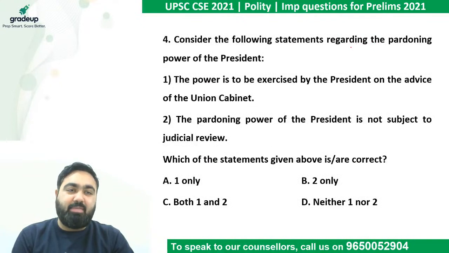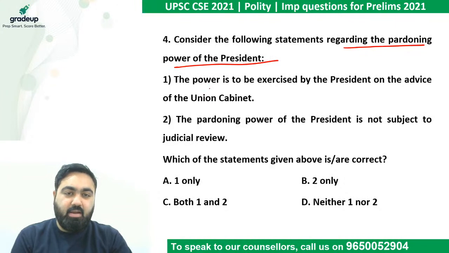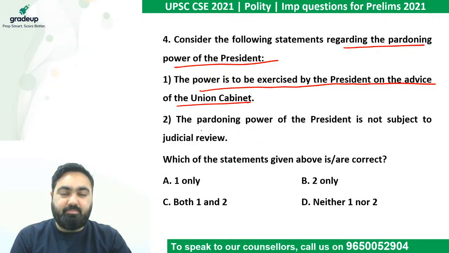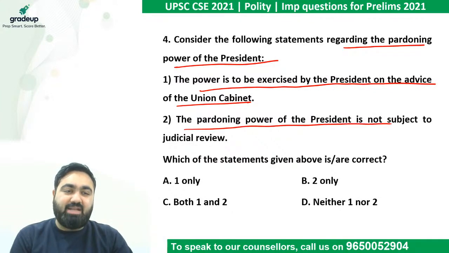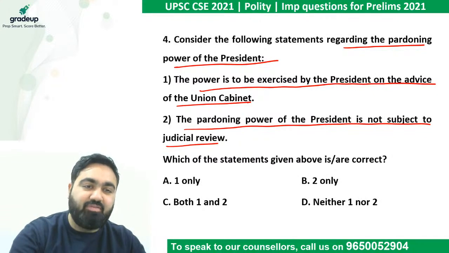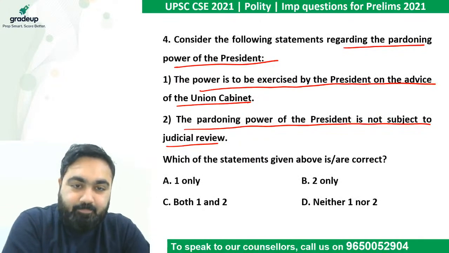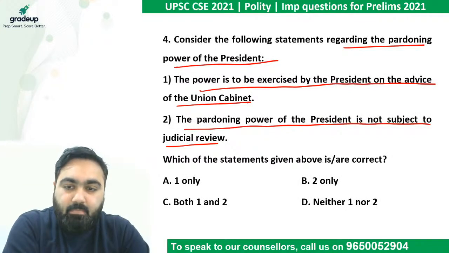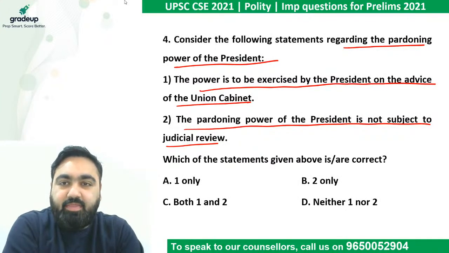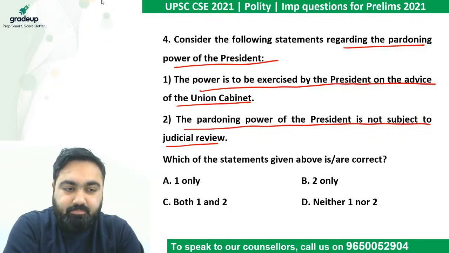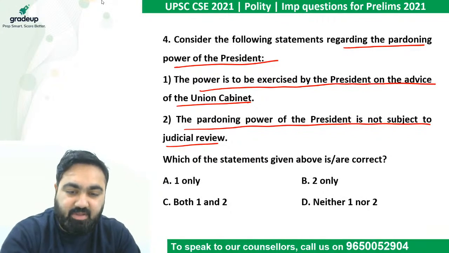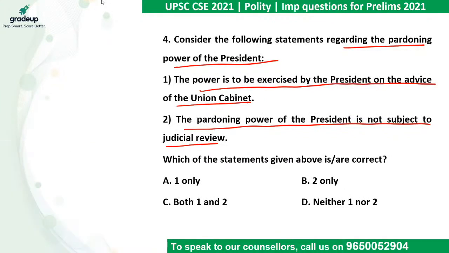Consider the following statements regarding the pardoning power of the President of India. Number one, the power is to be exercised by the President on advice of the Union Cabinet. Number two, the pardoning power of the President is not subject to judicial review. Which of these is correct? Read the statement carefully and then give me the answer. I'm waiting for everyone's answer, guys.